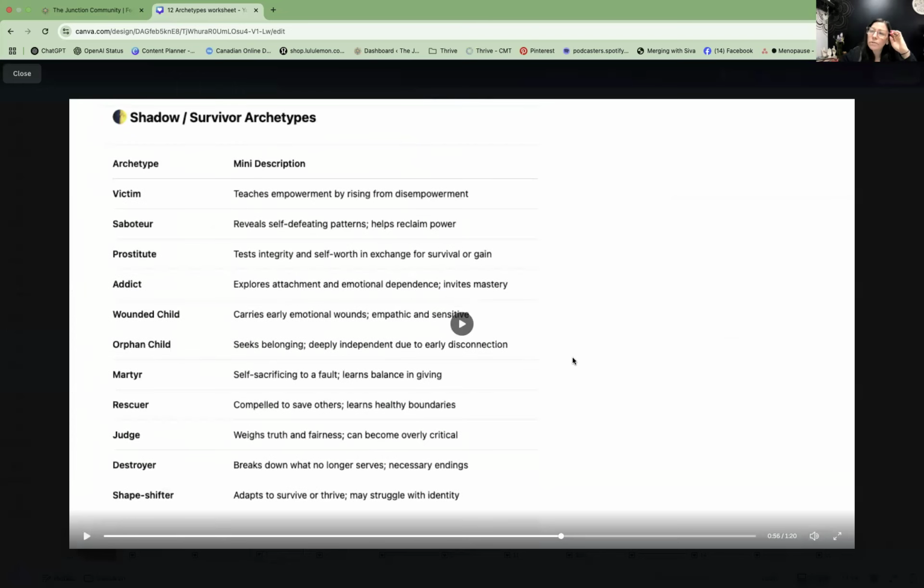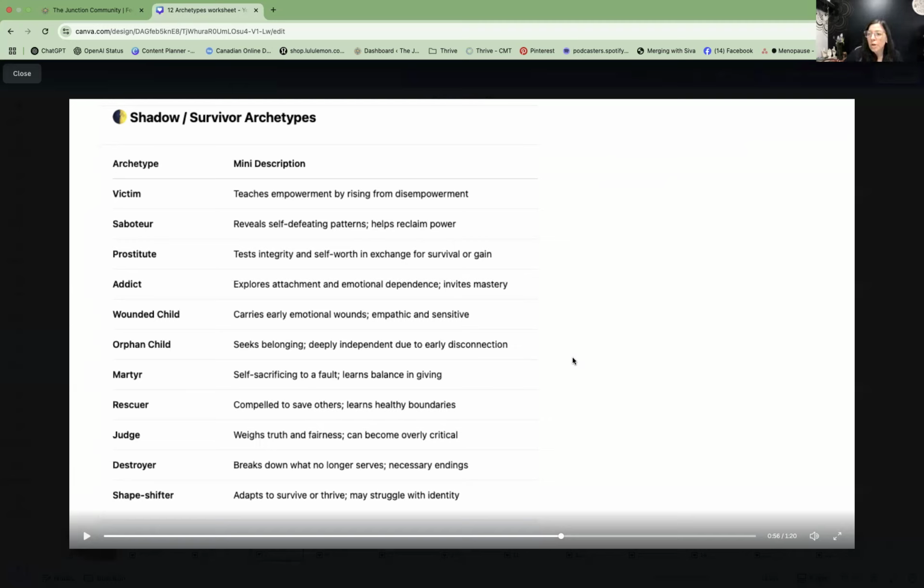So the shadow survivor archetypes. Victim, like we said, teaches empowerment by rising from disempowerment. So we have that one. Saboteur, we have. Prostitute, we have. Wounded child and orphan child are actually on the child side, so we're just going to skip that, but we will add addict, explores attachment and emotional dependence, invites mastery.